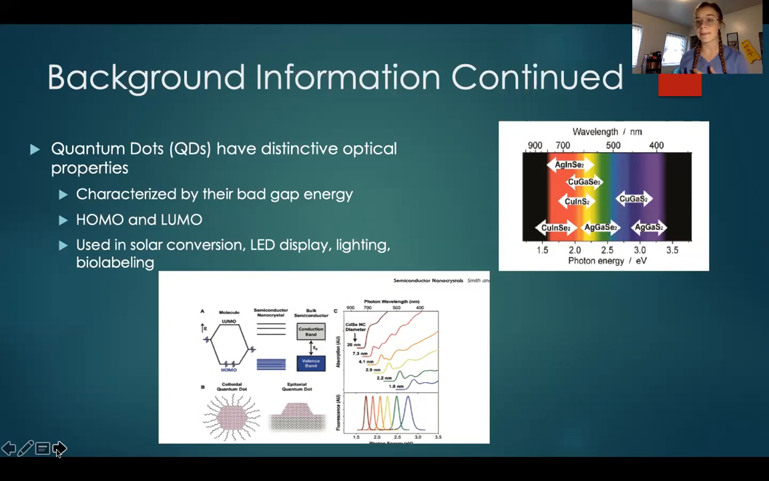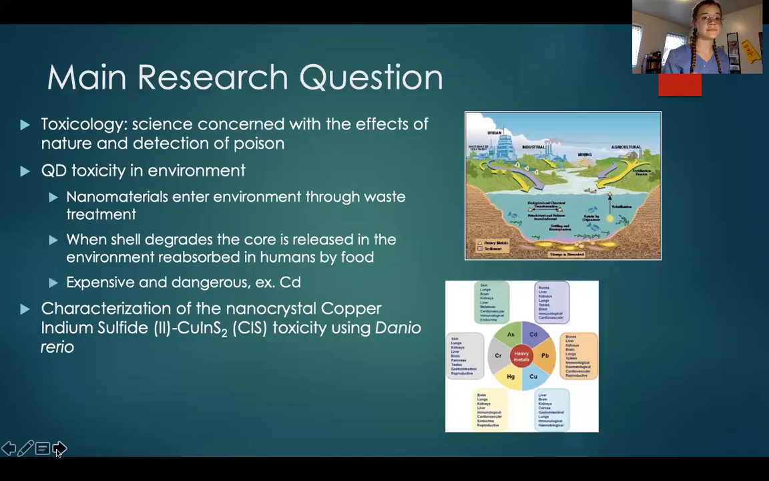So basically what happens is an electron gets excited up from the HOMO to the LUMO, and then when it falls back down, it emits fluorescence. So another cool optical property of nanocrystals is that a lot of them fluoresce. Some of the applications of nanocrystals are that they're used in solar conversion, LED displays, lighting, and also biolabeling.